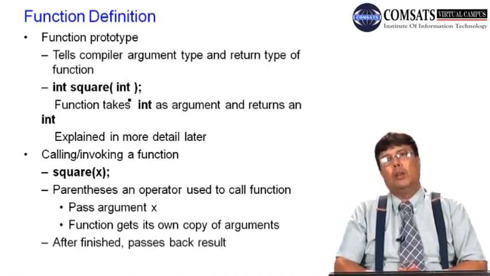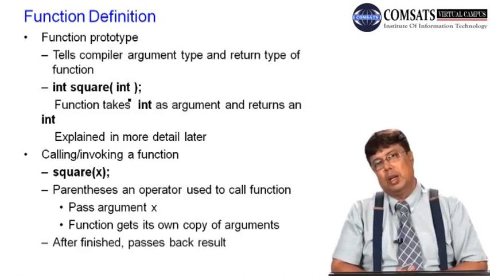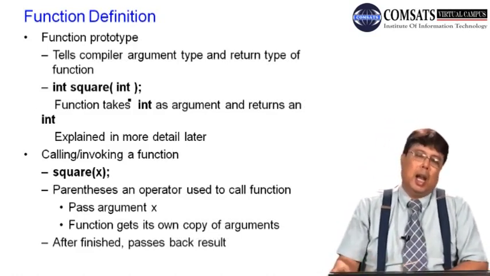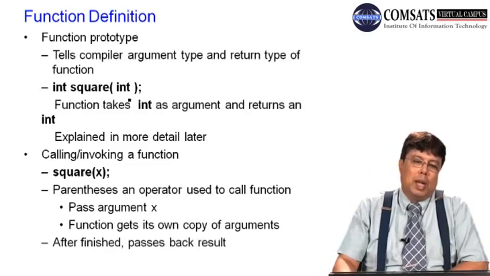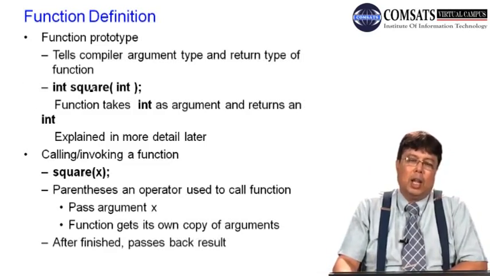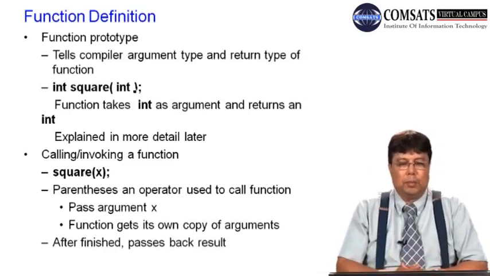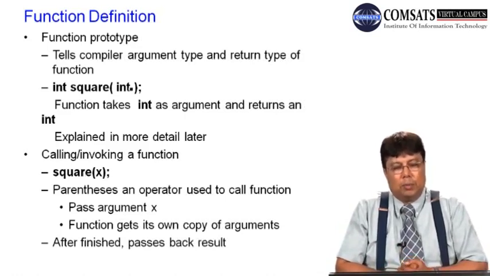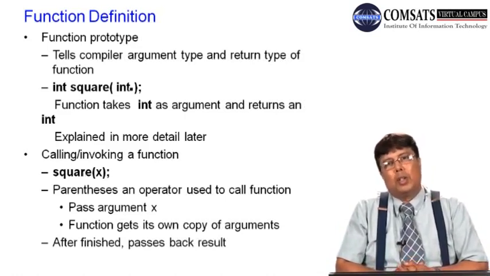क्यों? When we call a function, we know the name of the function. But with the prototype, the compiler is educated and informed that the function is integer, although its name is square, and the argument list is just one single argument, which is an integer. So we'll keep on explaining it in more detail later on. Calling and invoking a function.